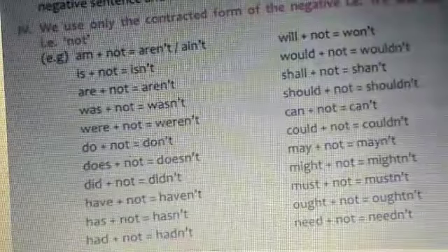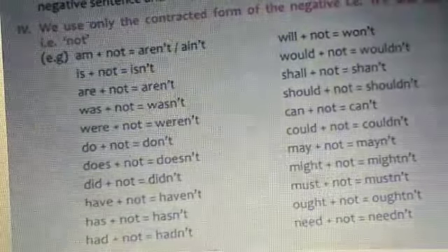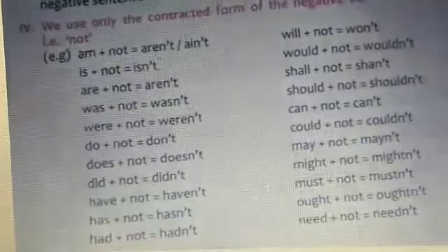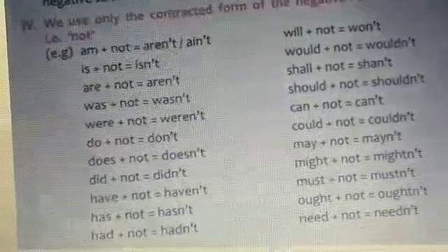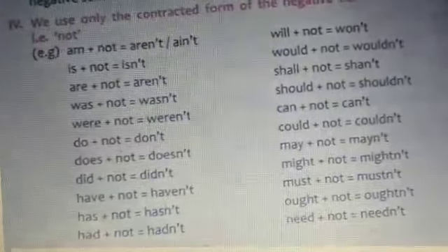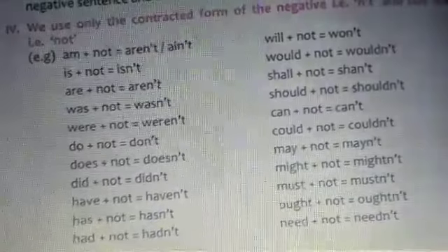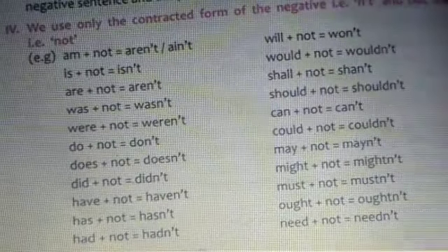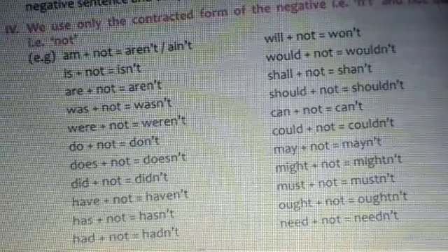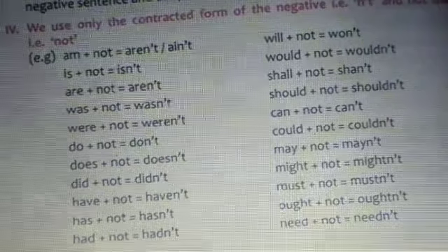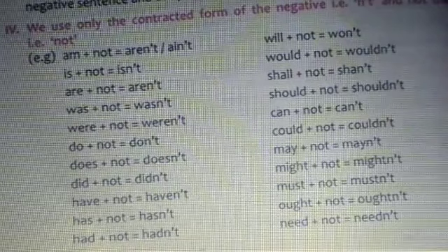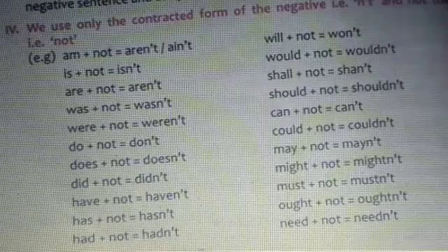We use only the contracted form of the negative, that is n apostrophe t, and not the full form, that is not. Example: am plus not, you have to use aren't or ain't. Most of us use only aren't. Is plus not, isn't. Are plus not, aren't. Was plus not, wasn't. Were plus not, weren't. Do plus not, don't. Does plus not, doesn't. Did plus not, didn't.